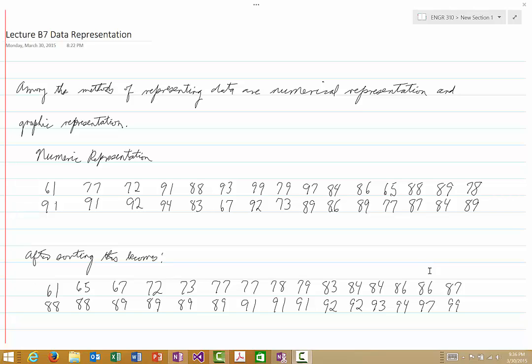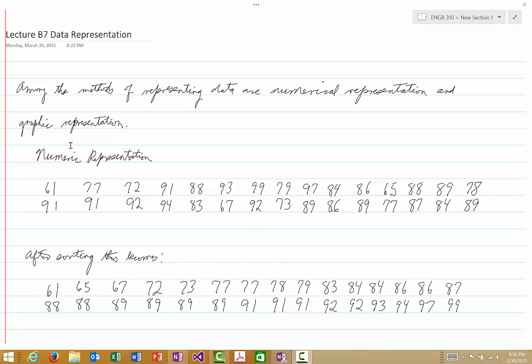Welcome to Lecture B7. One of the main topics of this lecture will be data representation. Among the ways of representing data are numeric representation, in which you simply numerically list your data values, and graphic representation. The example of graphic representation that we will consider is the use of histograms. Let's take a look at both of these in a little more detail.